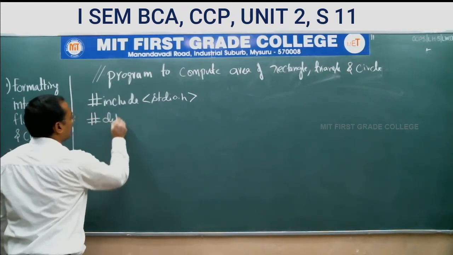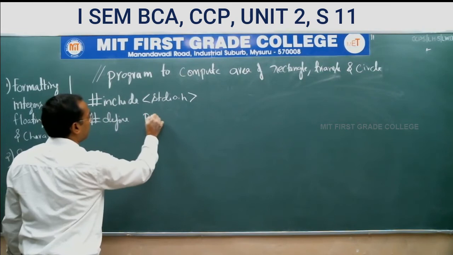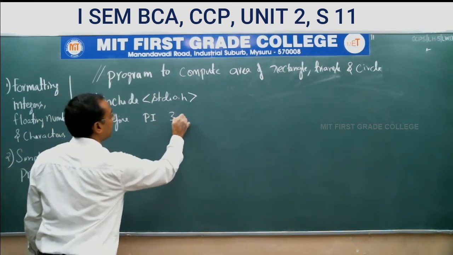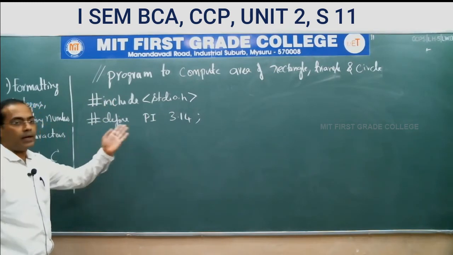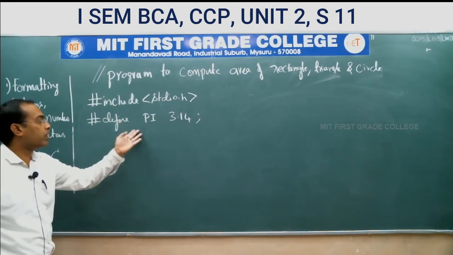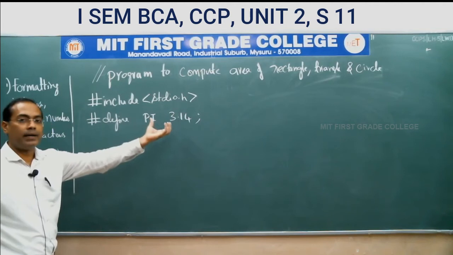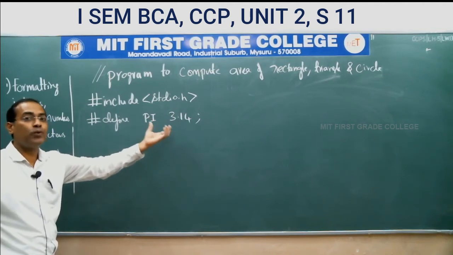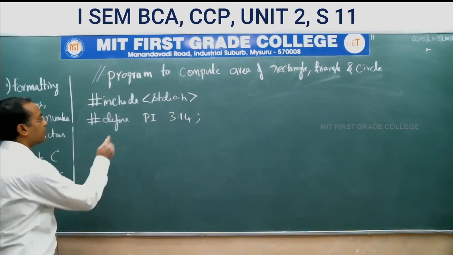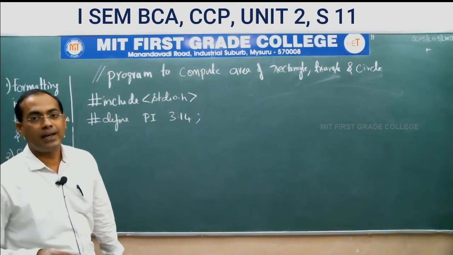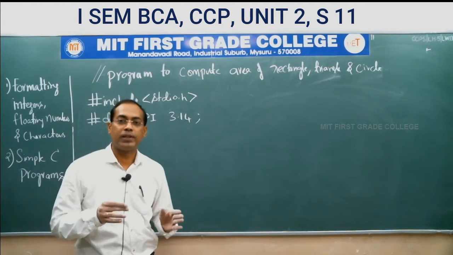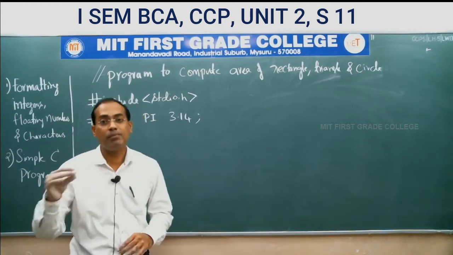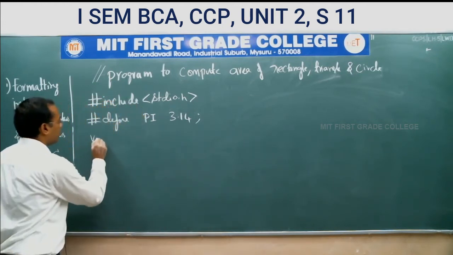#define PI 3.14. Now I am going to define a symbolic constant PI and give it the value 3.14, because the area of a circle has pi r square, so I am not writing 3.14 there. I am declaring a symbolic constant. Void main.